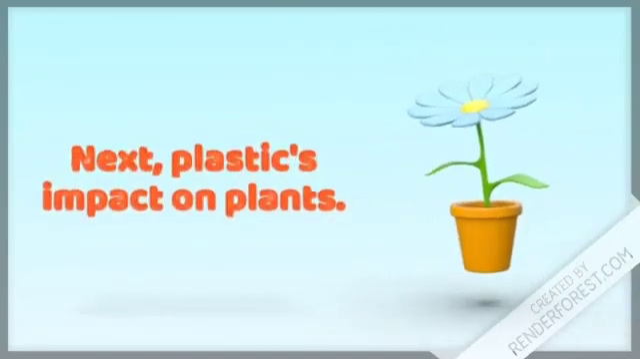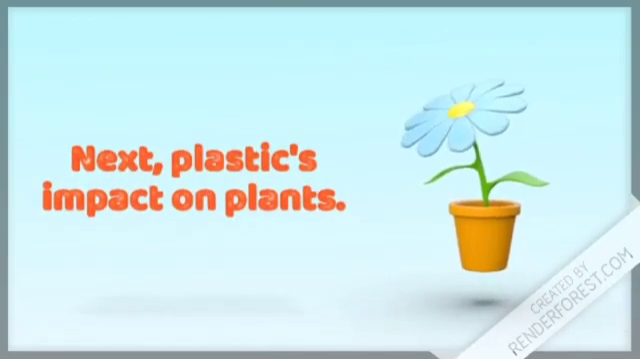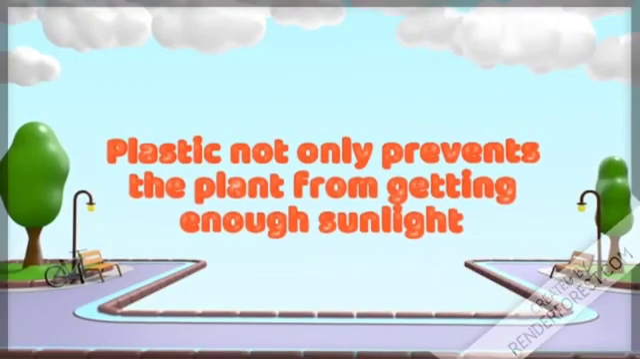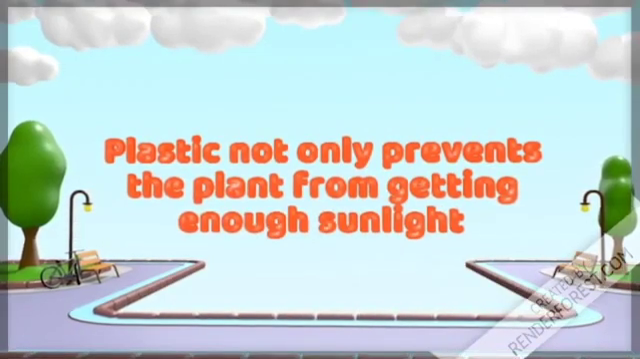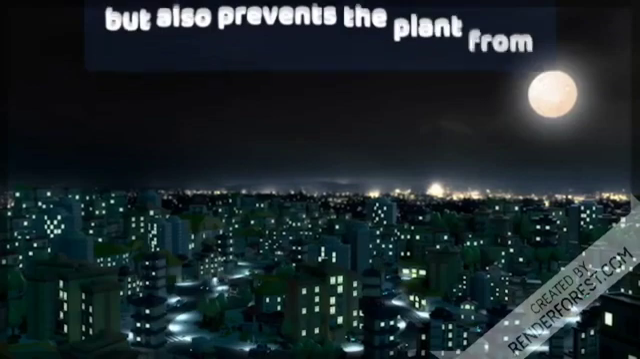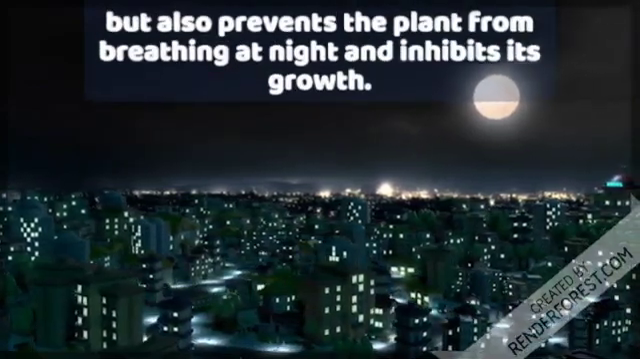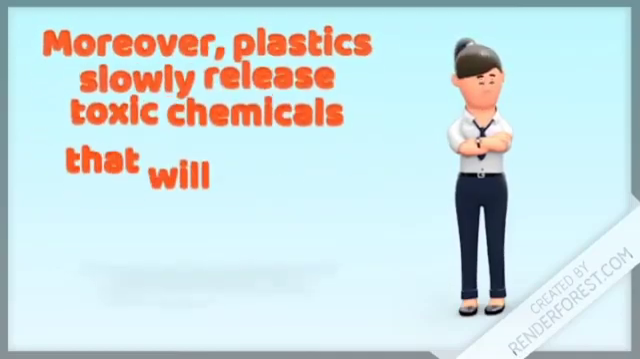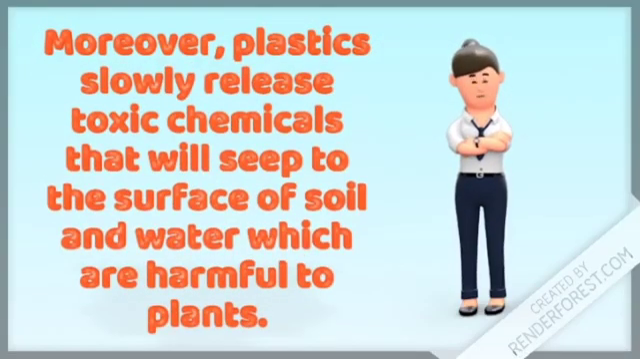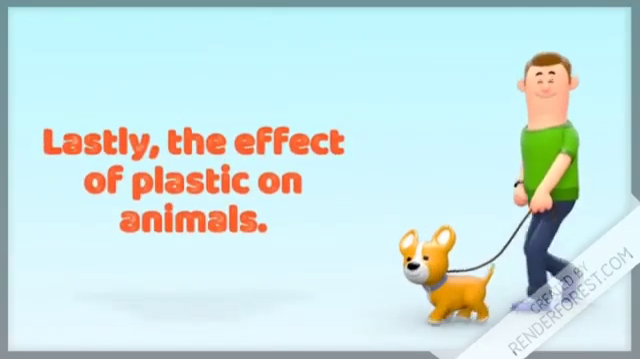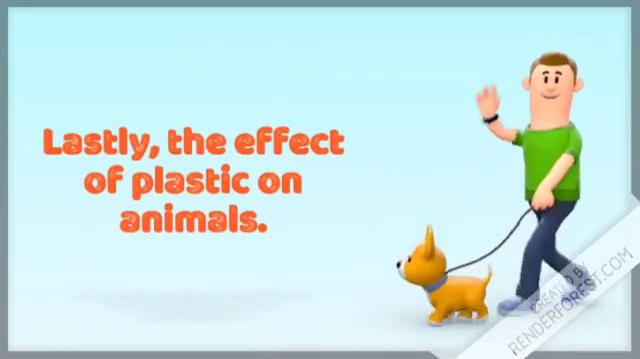Next, plastic impact on plants. Plastic not only prevents the plant from getting enough sunlight, but also prevents the plant from breathing at night and inhibits its growth. Moreover, plastics slowly release toxic chemicals that will seep to the surface of soil and water, which are harmful to plants. Lastly, the effect of plastic on animals.